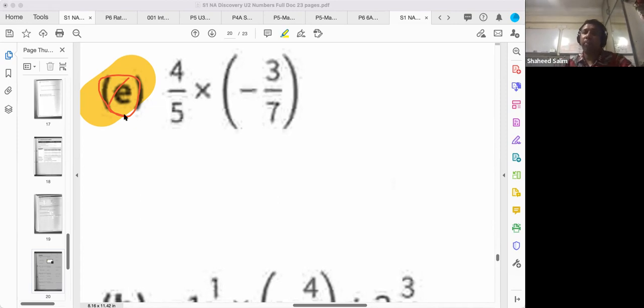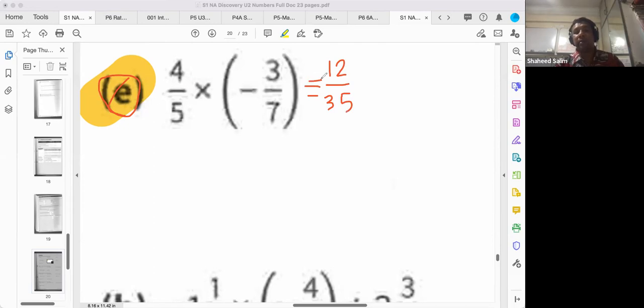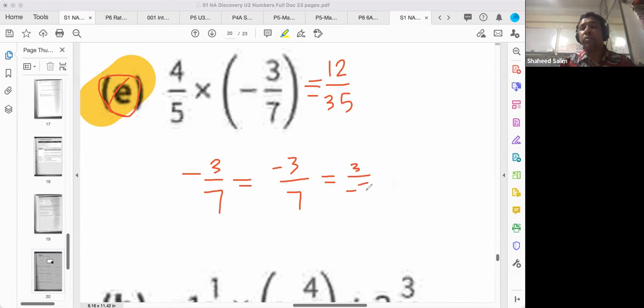Okay, if you cannot cancel, top times top, bottom times bottom, you can remove the bracket because this is not a real bracket. The only reason why they put this bracket is because they want double sign. So Carissa has given an answer. Congratulations, Miss Carissa. Very easy. Top times top, 4 times 3, 12. 5 times 7, 35. Minus. Now, I want you to know something. Minus 3 over 7. Is it the same as minus 3 over 7? Is it the same as 3 over minus 7? You can assume it's all the same.